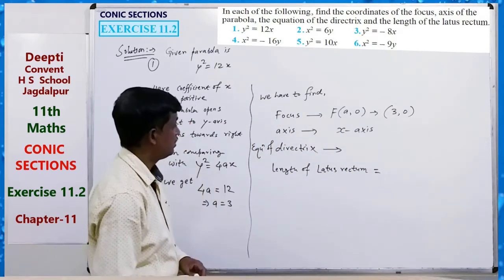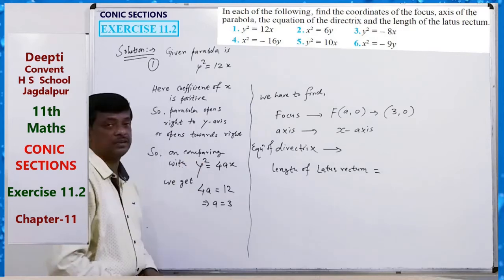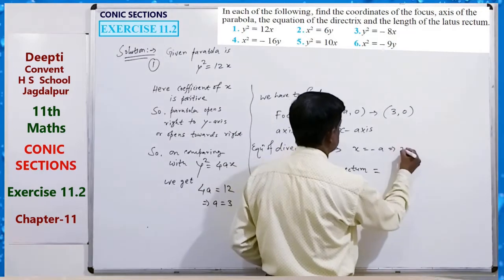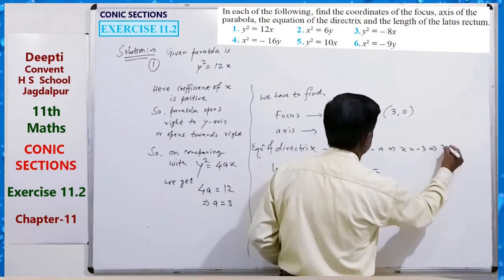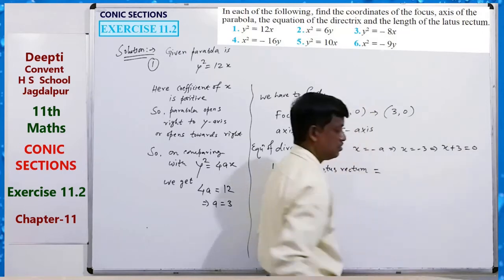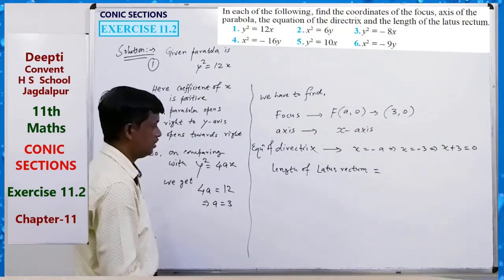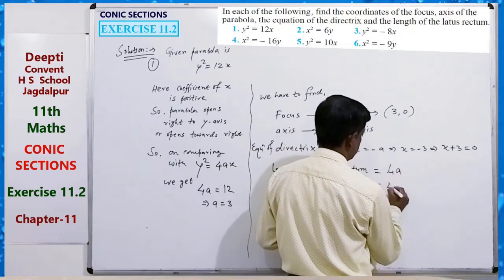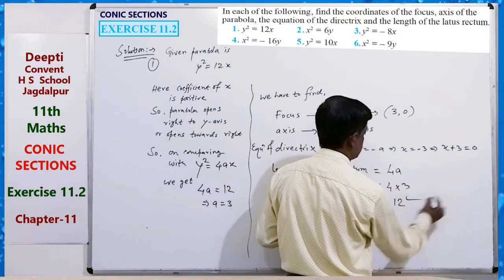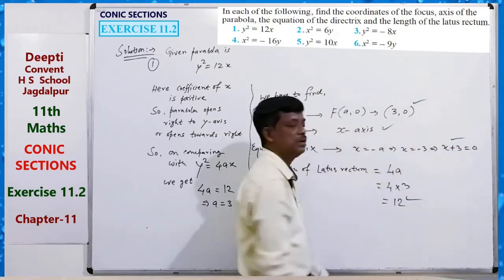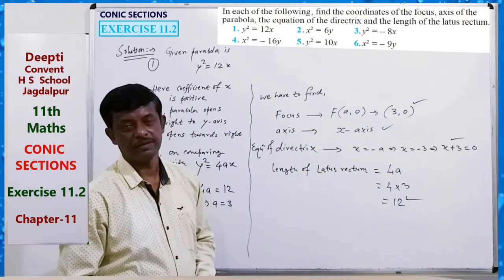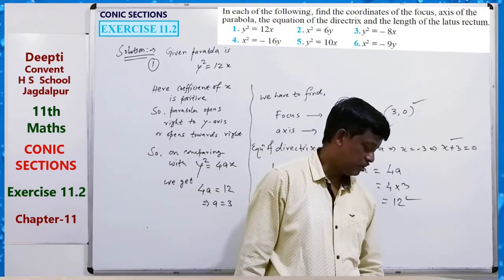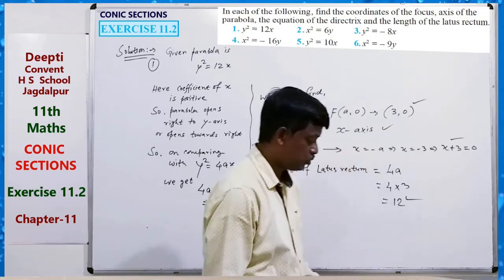The equation of directrix, we know for this, is x equal to minus a. So x equals minus a implies x equals minus 3 implies x plus 3 equals 0. And the length of latus rectum is always of the format 4a, that is 4 into 3 equals 12. So 12, these are the answers. Okay, so all the questions you can solve.